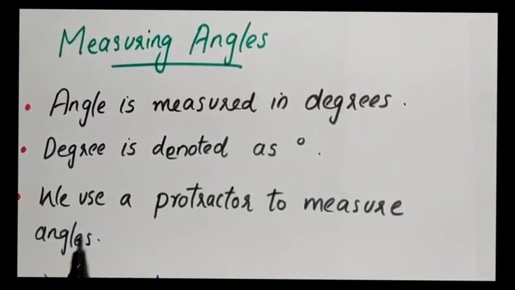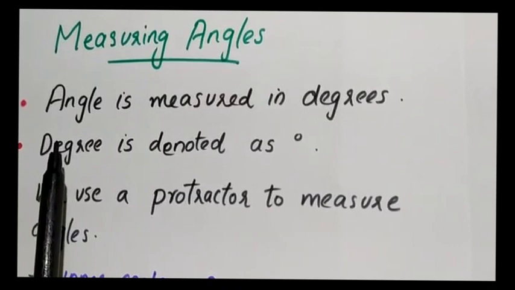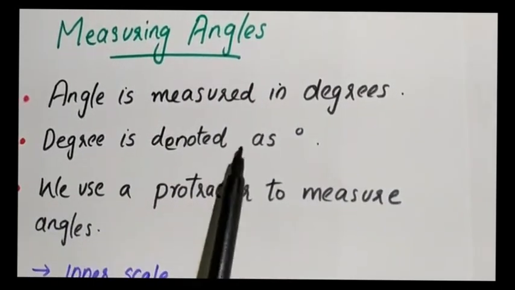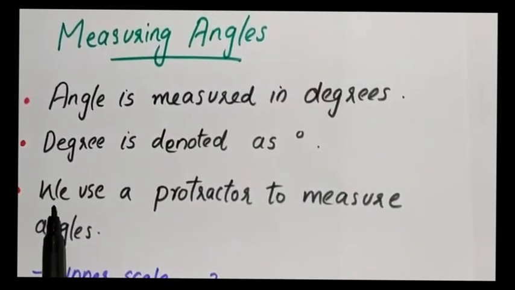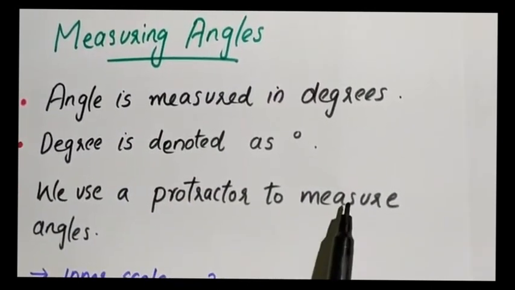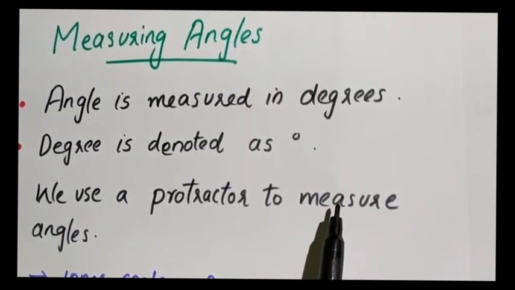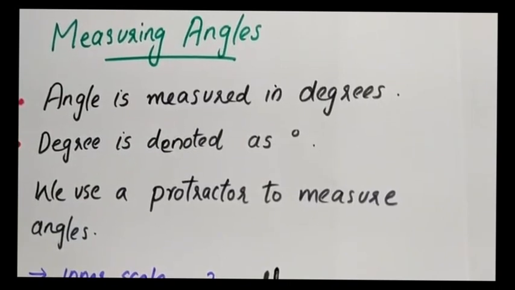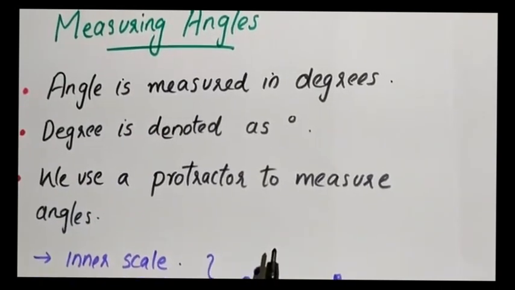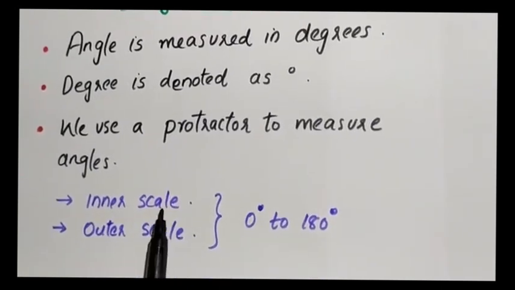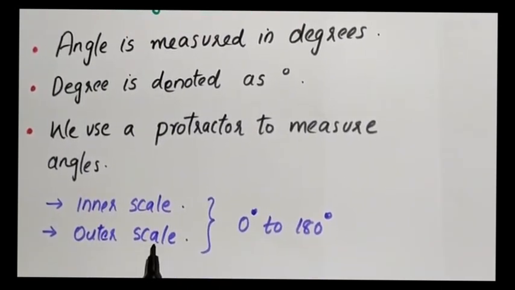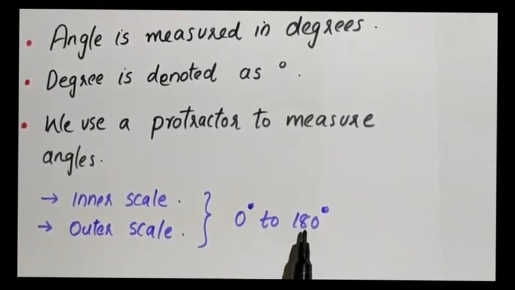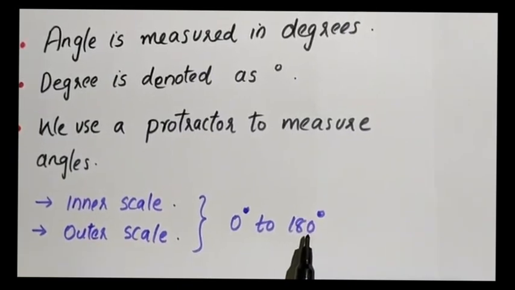Children, moving to the next topic, measuring angles. Angle is measured in degrees. Degree is denoted by this symbol. We use a protractor to measure angles. Protractor is an instrument used for measuring angles. A protractor has two sets of scales. First one is the inner scale, second one the outer scale. Both have measurements from 0 degree to 180 degree in different directions.